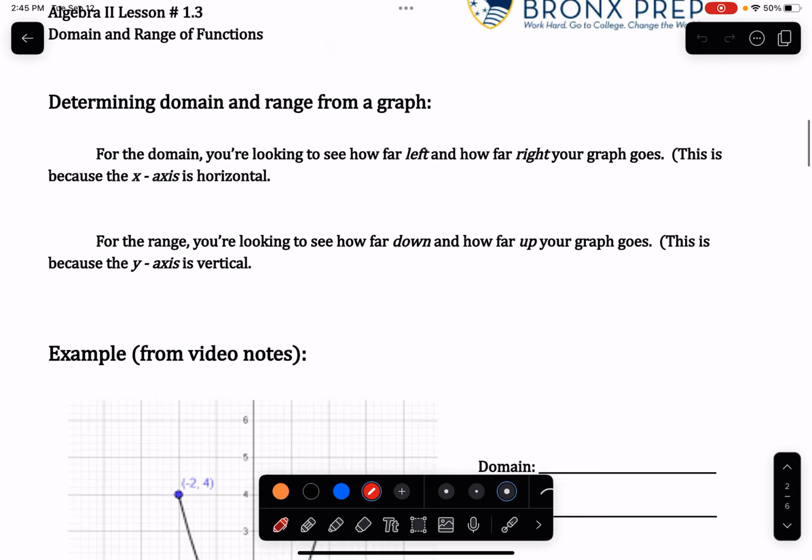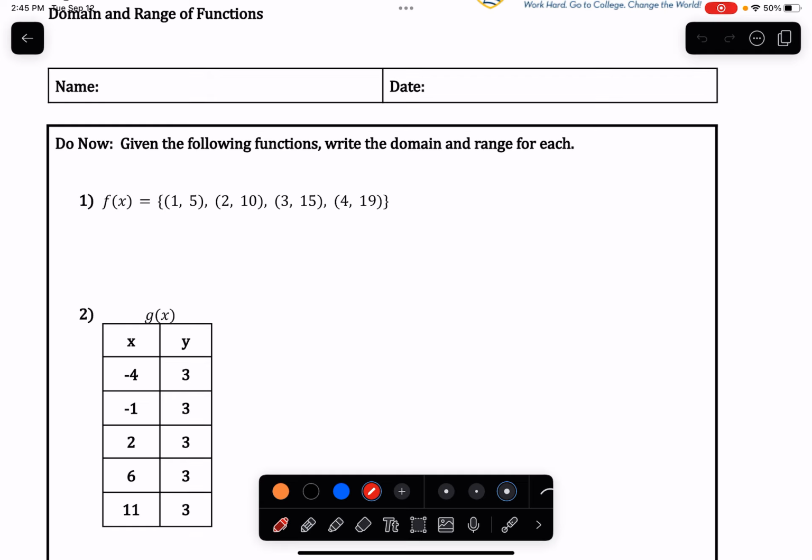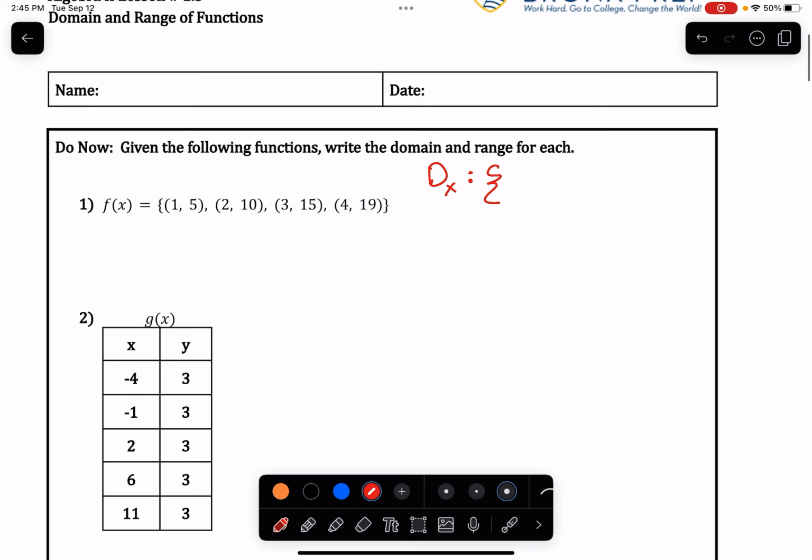So if I wanted to know the domain of the function in number 1, the way that I would express that domain is it's just going to be a list. The shorthand for domain is capital D and then a little x here. And so our domain for this function is literally the set of all of the x values. So my x values for this function are 1, 2, 3, and 4. And I would list those values. And there's our domain.